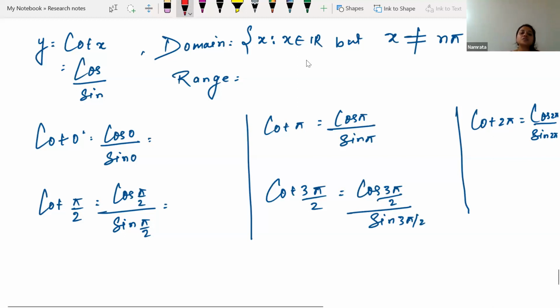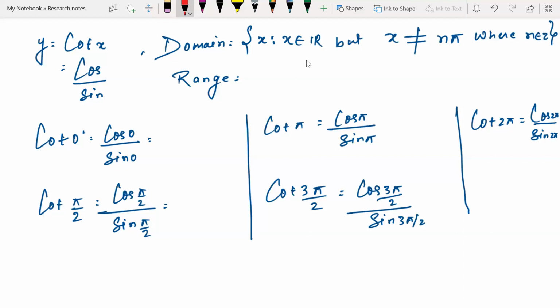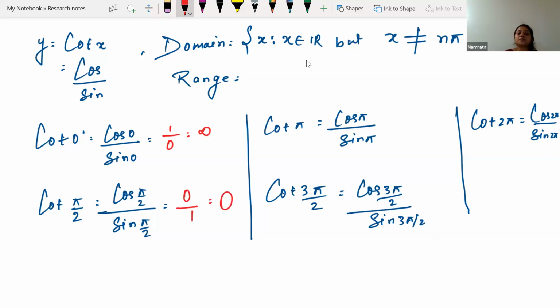What is the value of cos 0? 1. So 1 by 0. Is it defined? 0 in the denominator is not defined, and we also write it as infinity. Okay. Cos pi by 2 by sine pi by 2. What is the value of cos pi by 2? Quickly. 0. And sine pi by 2 is 1. So 0 by any nonzero number is just 0. Now cot pi is equal to cos pi by sine pi. What is the value of cos pi?